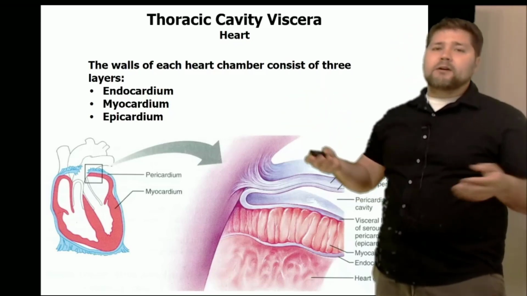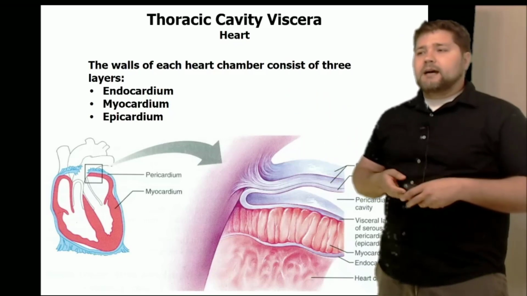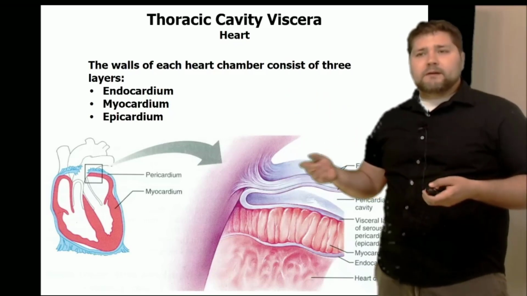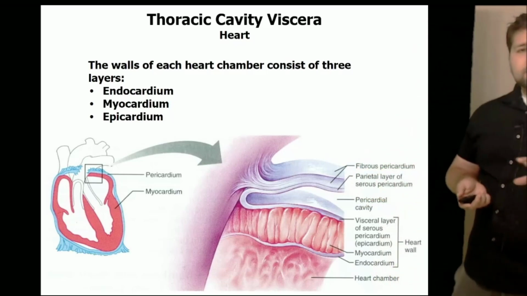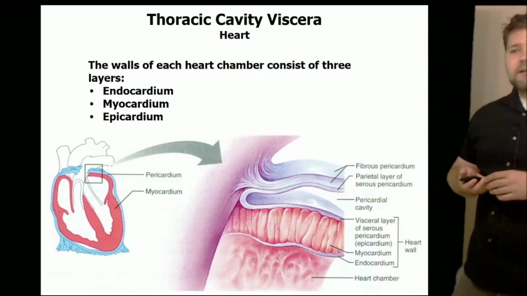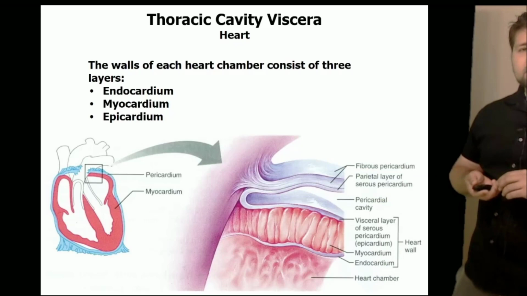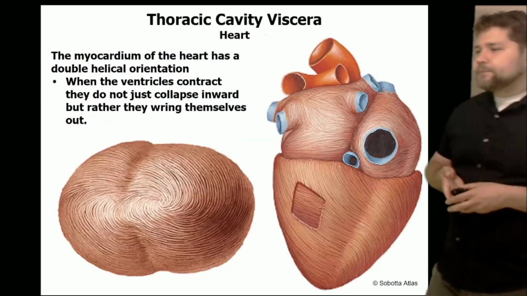And then you had the epicardium, which was the adventitia. And in our case, it's going to be the visceral layer of the pericardium. So all your musculature is going to be in the myocardium. The other 2 layers are thin layers of just single layers of cells.